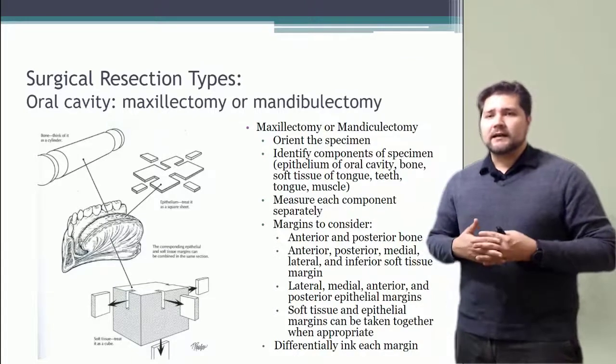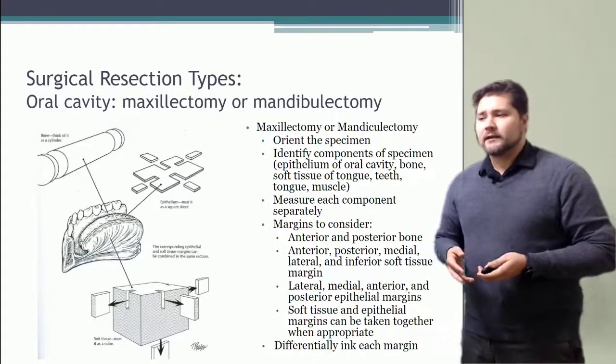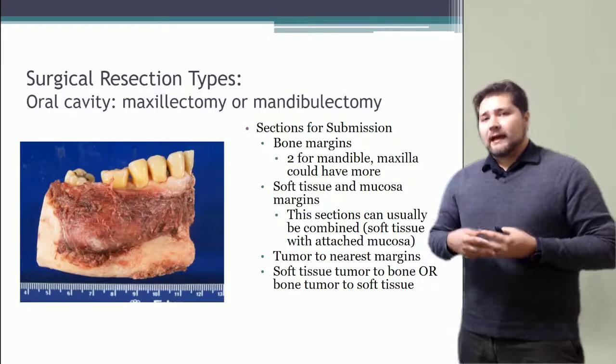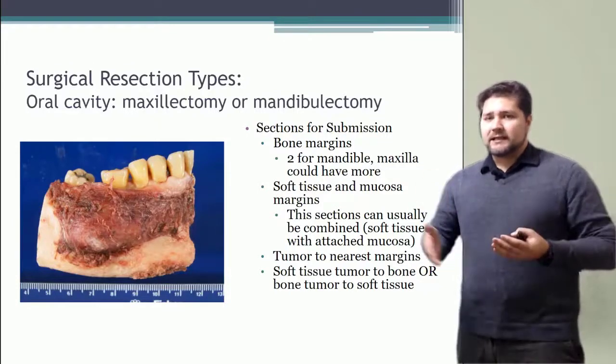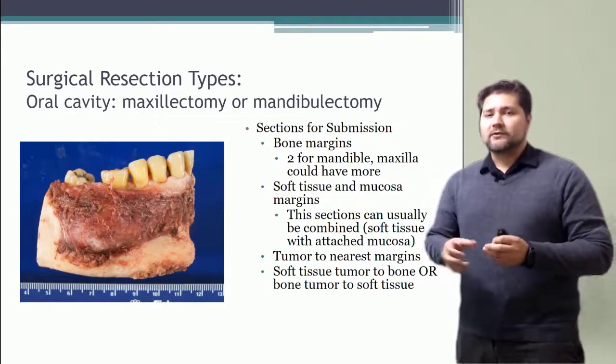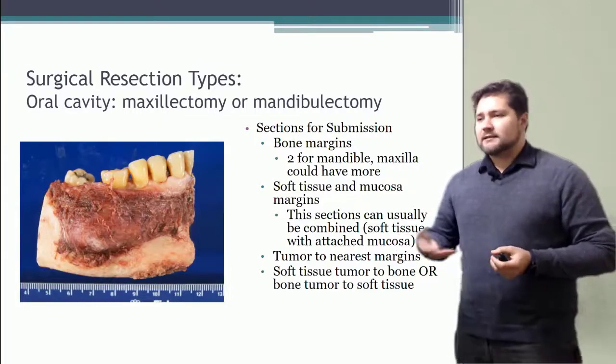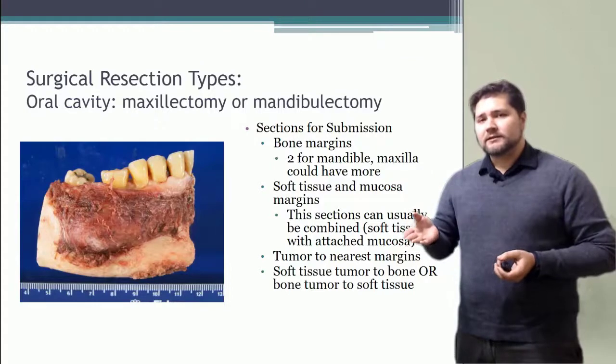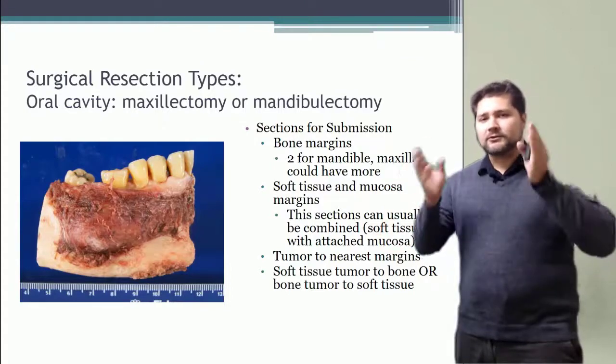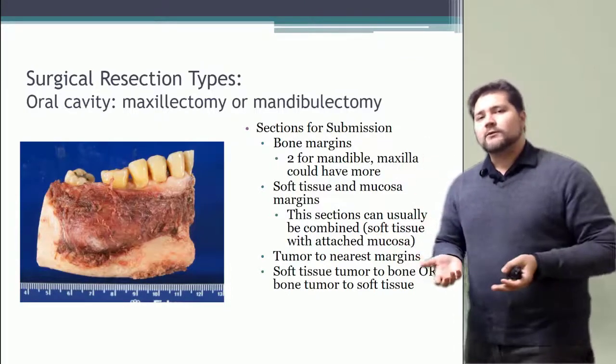And then usually you can assess the margins corresponding that way. So after you've described what you have, serially sectioned to describe the cut surface, remeasured your tumor if needed, and recorded the distance to each of the margins, now what we're going to do is submit our sections. So you should have 2 bone margins, which are anterior and posterior, and you can shave those off, and those will need to be treated with decal.